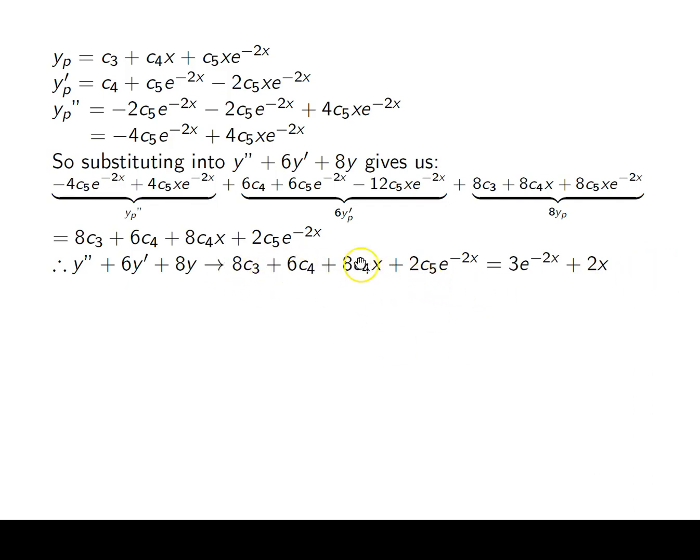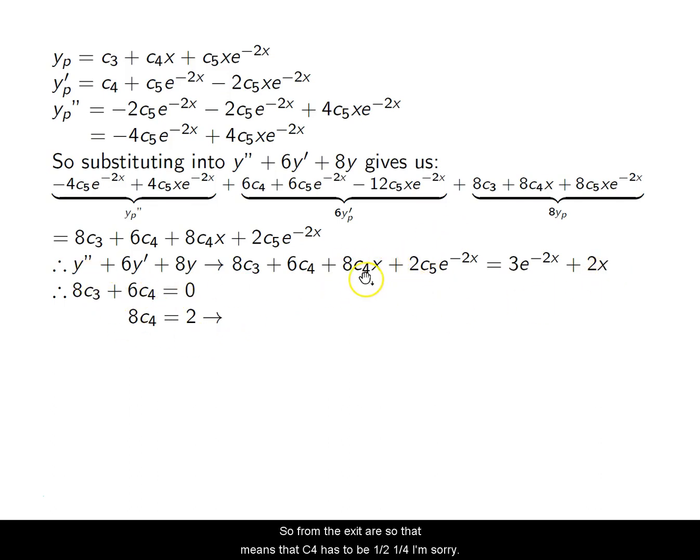This is the x term. 8c4 has to be 2, and 2c5 has to be 3 because those are the ones that go together. So we'll set that up as a system of equations. Here we have our first one. That's nice, but it's not really going to help us yet. I do have 8c4 is 2, and it shows up in this equation from the x's here, so that means that c4 has to be 1/4.